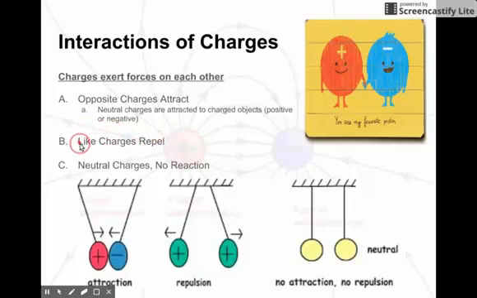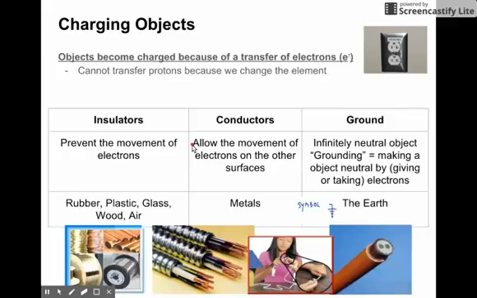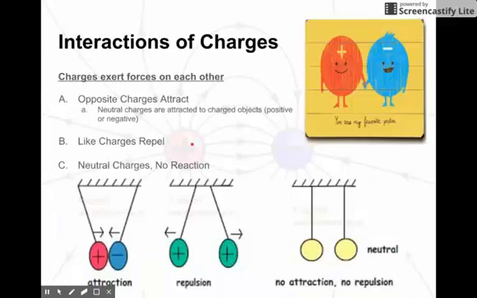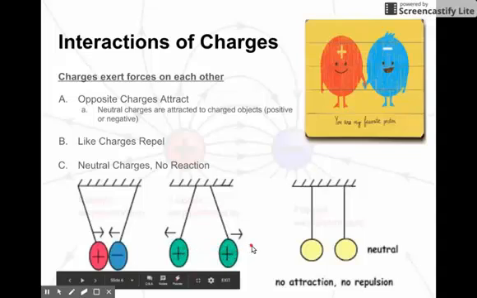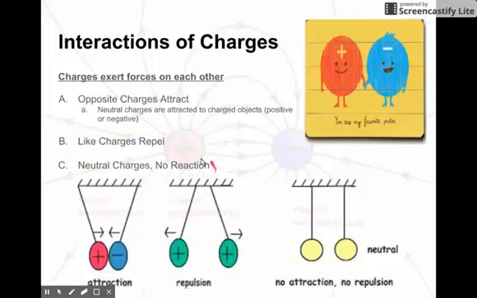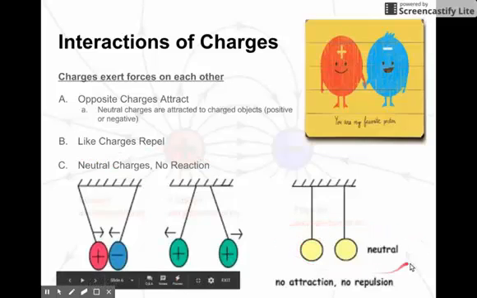If charges are alike, meaning they're the same, we're going to have a repulsion. They're going to push apart. Two positives next to one another are going to repel. If we had two negatives next to one another, they're also going to repel. And then the last type of interaction we could have is two neutral charges. Two neutral charges, nothing's going to happen. There's no force between them. So no attraction, no repulsion.